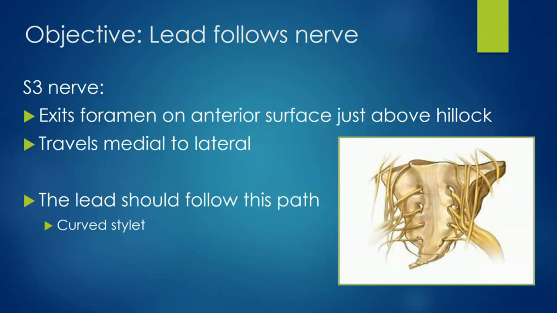So the S3 nerve exits the foramen on the anterior surface just above the hillock, which I'm going to show you on an x-ray. That, of course, is a beautiful x-ray. You don't always get those in the OR, but I'm going to tell you some little tricks on how you know where to aim for.